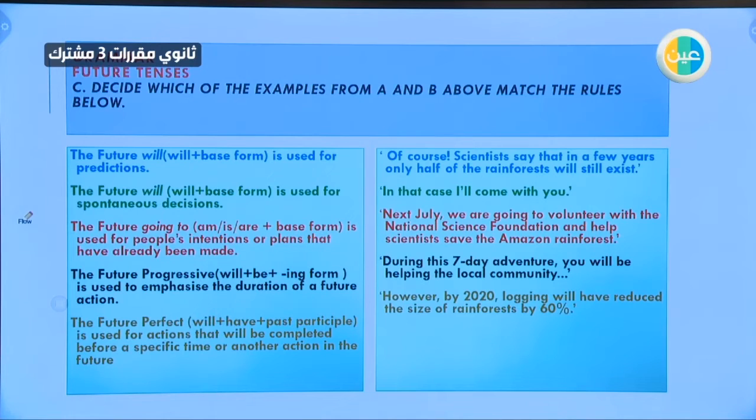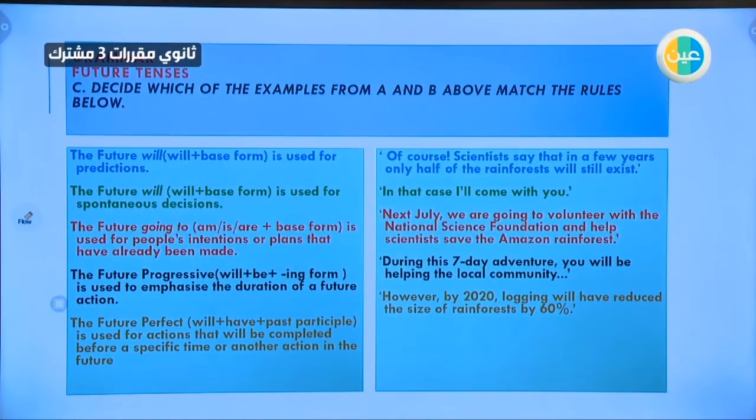Number 3, future with going to. You need am, is or are, don't forget, plus base form. It's used for what? It's the opposite of will. It's used for something you have already planned or prepared. You have a plan in your mind before. So if you have a plan, use going to. If you don't have a plan, spontaneous decision, use will, okay? Let's look at the sentence. Next July, we are going to volunteer.